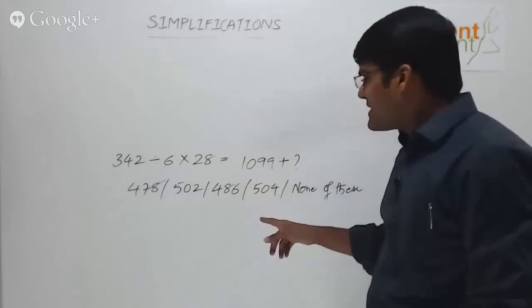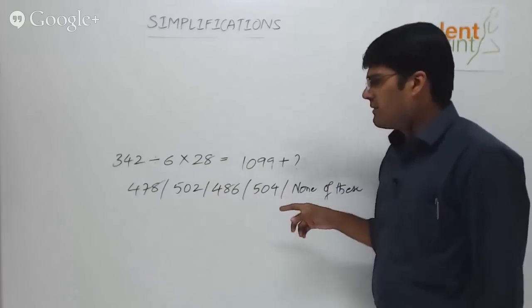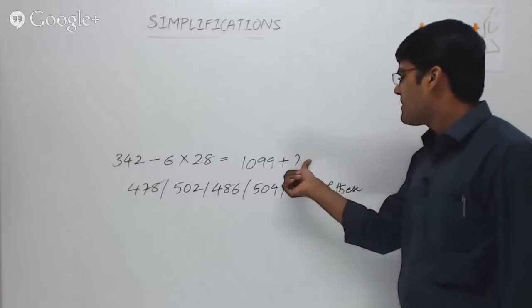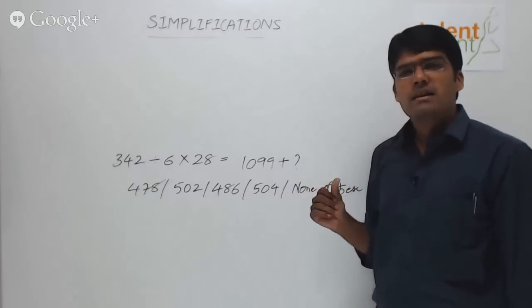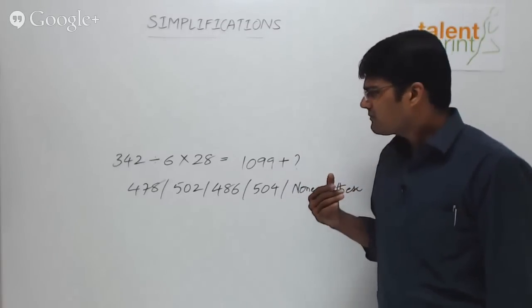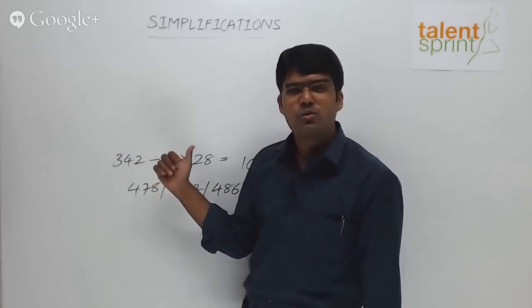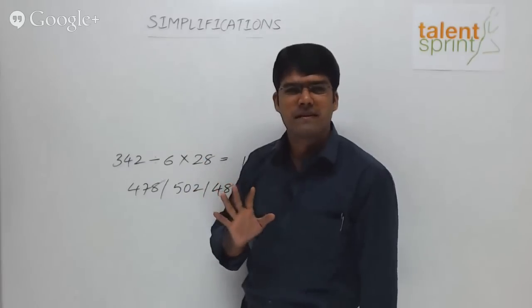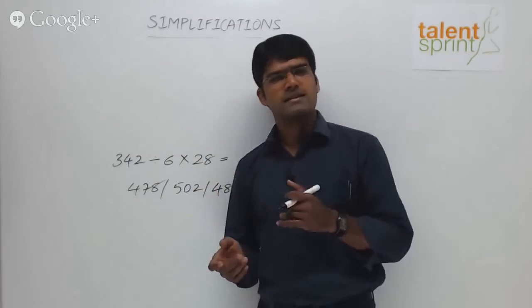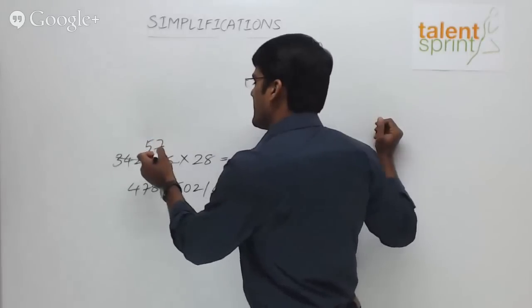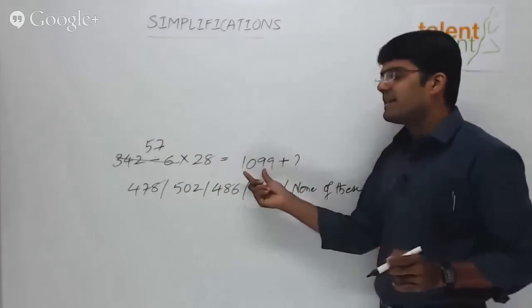Now, a similar unit space method can also be applied for this question. For example, 342 by 6 into 28 equals 1099 plus question mark. What do you do? What is 342 by 6? 300 by 6, 50. 42 by 6, 7. 50 plus 7, 57. So 342 by 6 is 57. Anyway, we have to do division. So this is 57. So 57 into 28 equals 1099 plus what?